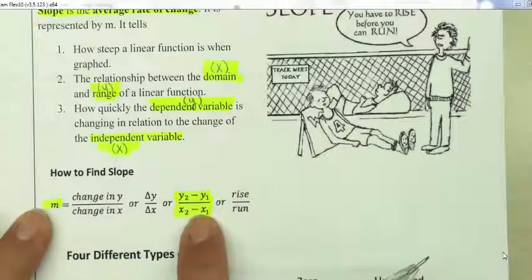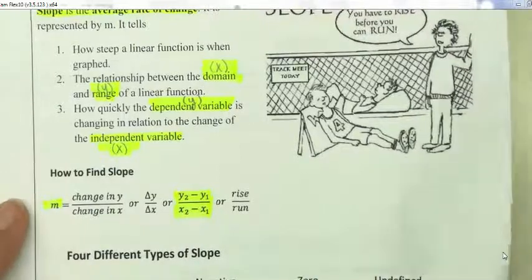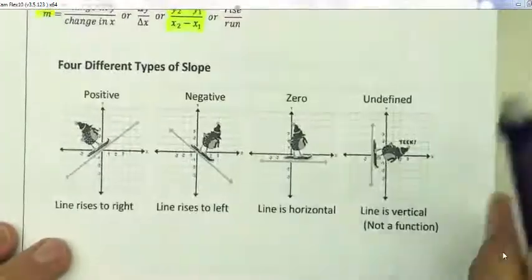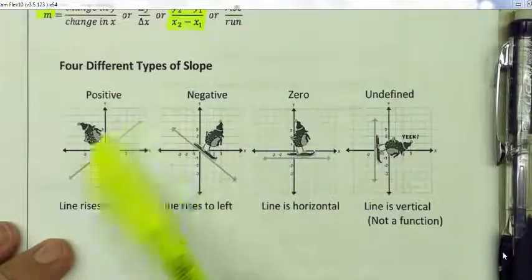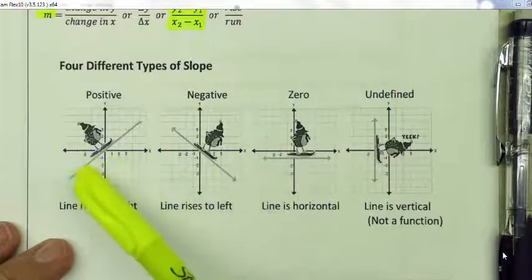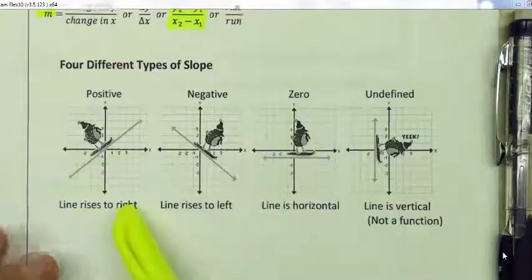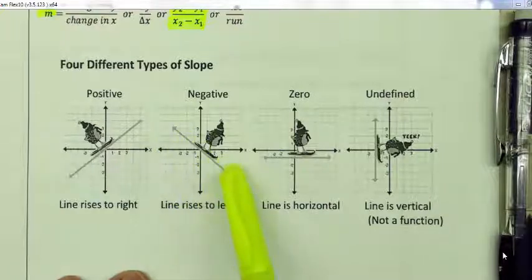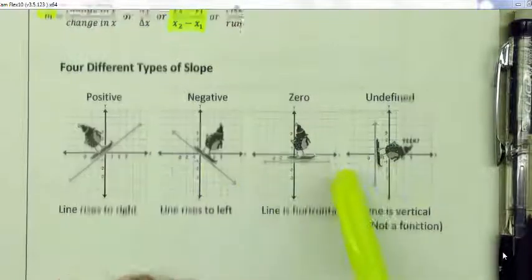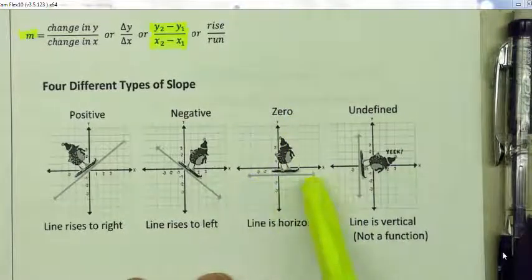And basically, here's your formula for slope. Slope is y2 minus y1 over x2 minus x1. There are 4 different types of slope, which you know, and I just got this little snowboarder dude, right? So positive slope means that from left to right we're going up, the line rises to the right. Negative slope basically means we're going down from left to right. Zero slope is a horizontal line.